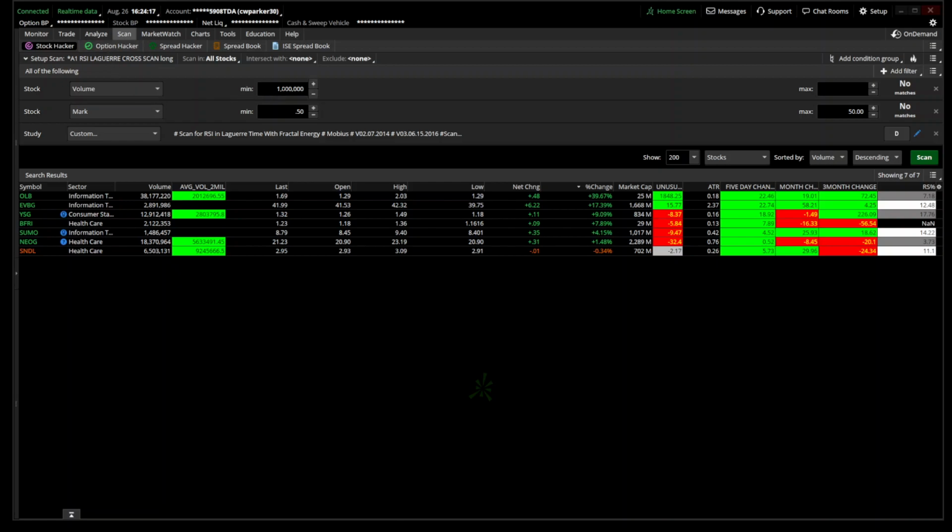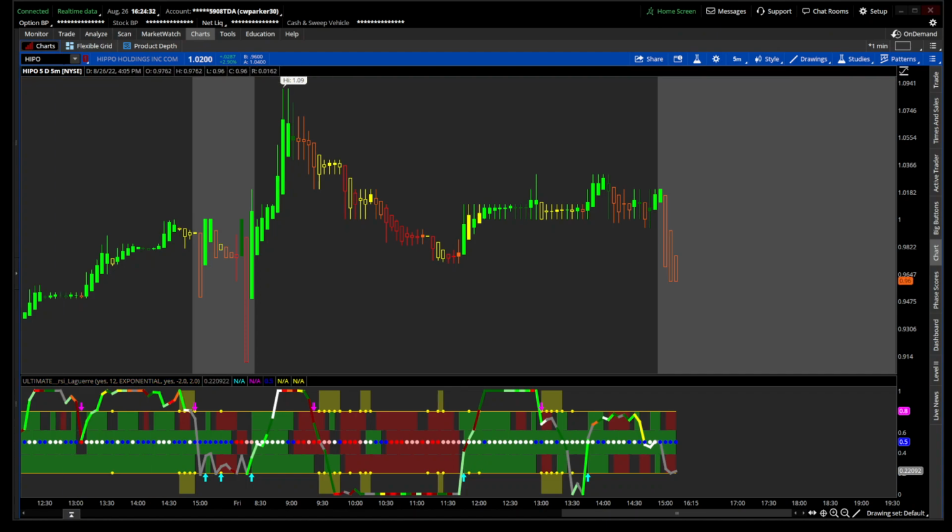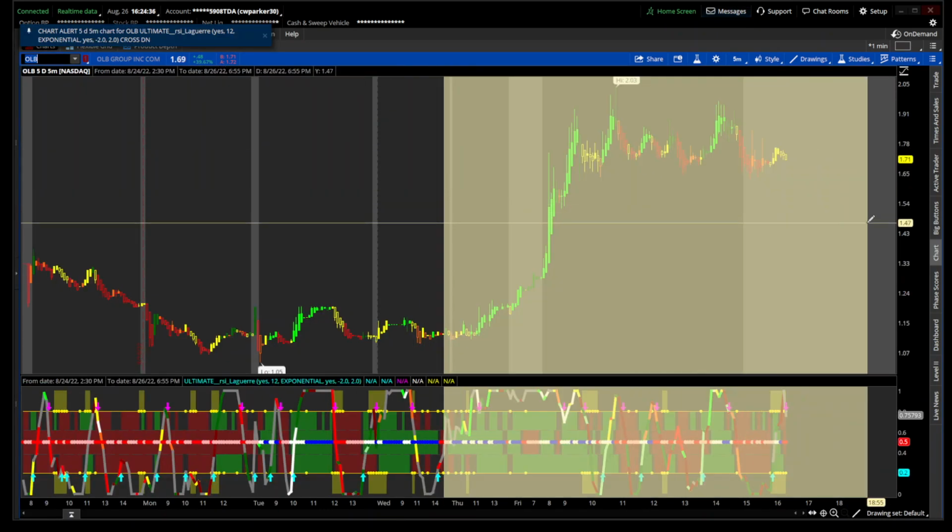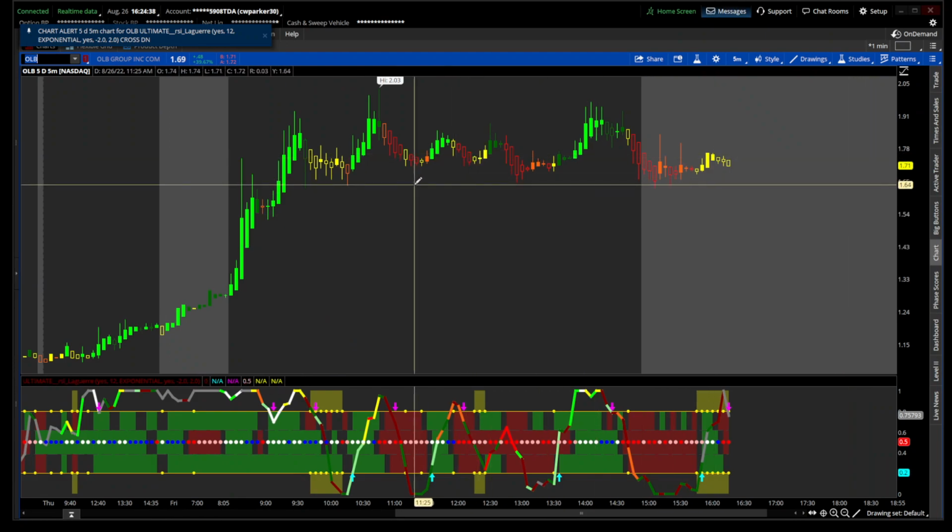I just put in the parameters of at least 1 million volume and the mark between 50 cents and $50 for those stocks. And we can go look at those stocks. Let's look at the one with the greatest percent change, OLB. Hopefully it's not a garbage stock. OLB. And it's not.